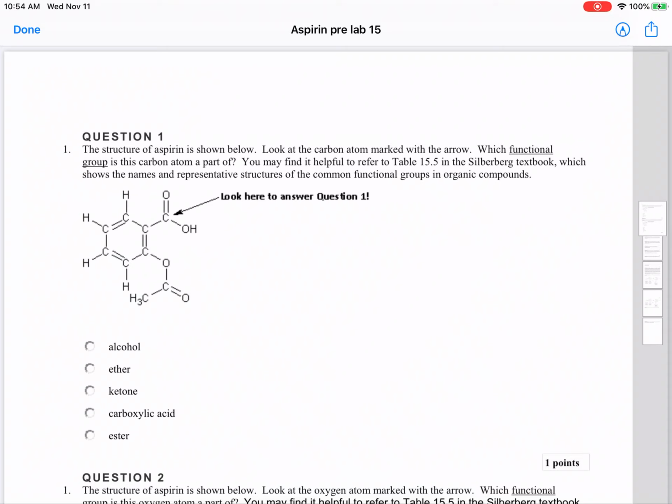Hi everyone, here's your pre-lab help for experiment 7b, which is synthesis of aspirin. There are two experiments, 7 and 7b, so what we are doing is 7b.